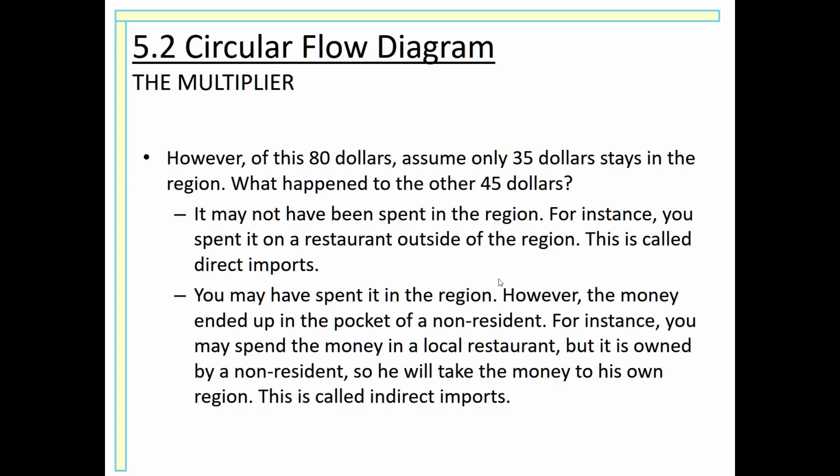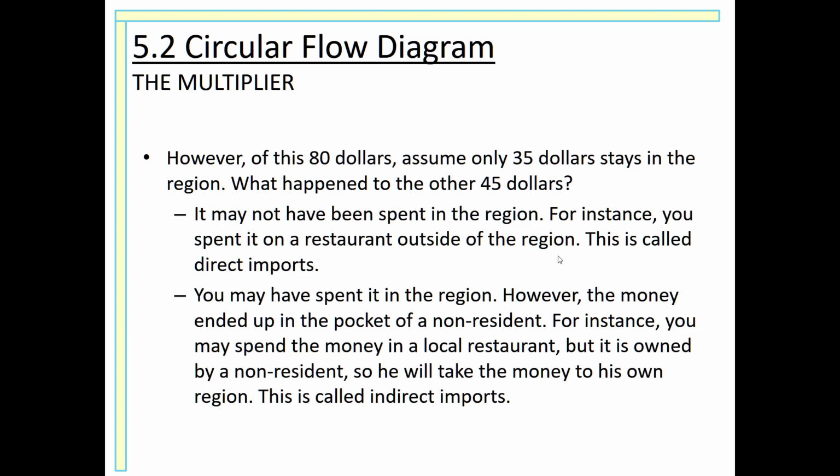However, of these $80, assume that only $35 is staying in the region. Why is that the case? What happened to the other $45? Well, you spent $80, but not necessarily in the region. You may have spent it on a restaurant outside the region. Let's say that the region you're talking about is a county. You may have traveled to another county and purchased dinner there.